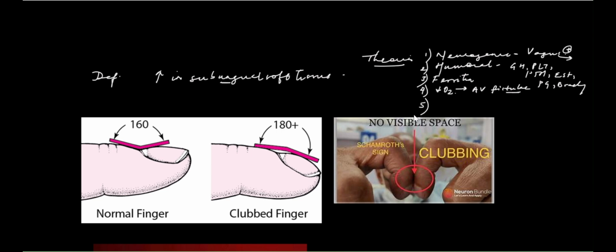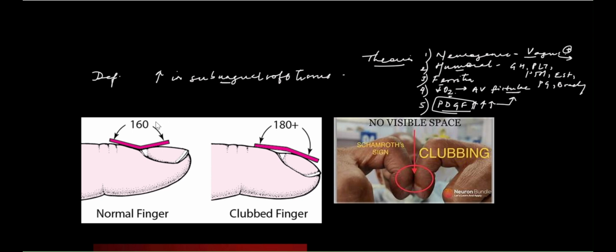The fifth one, and the most accepted theory, they say, is the platelet-derived growth factor. So this factor somehow increases, and this increase is the most important cause which causes vasodilation of the AV fistulae and other vessels, causing increase in the subungual soft tissue. If you can remember, just remember vagus, some hormones, ferritin, decrease of strength, and the most important one being PTH. Okay.